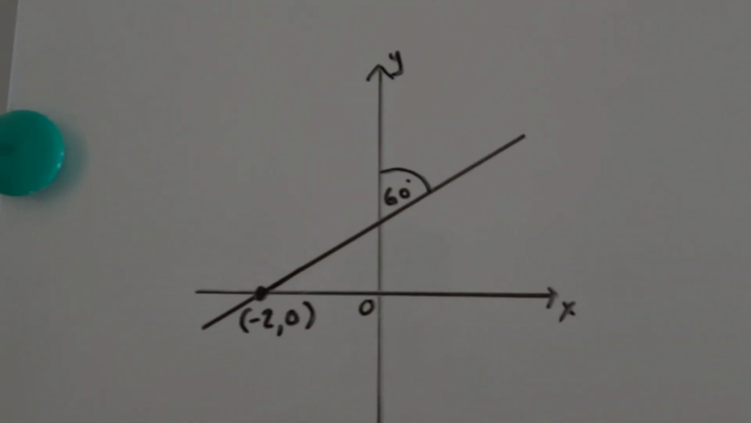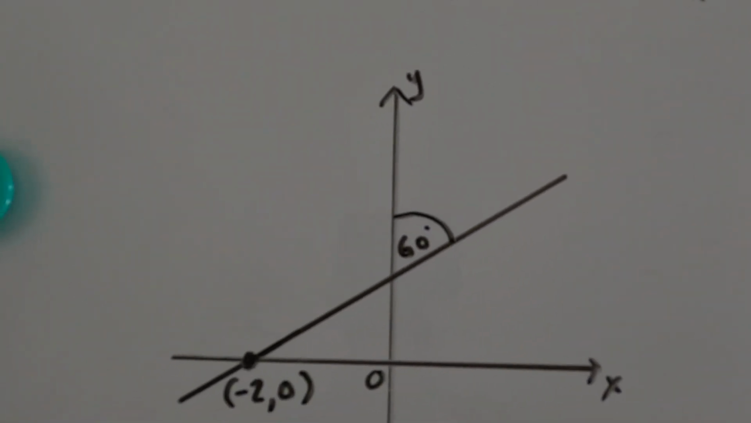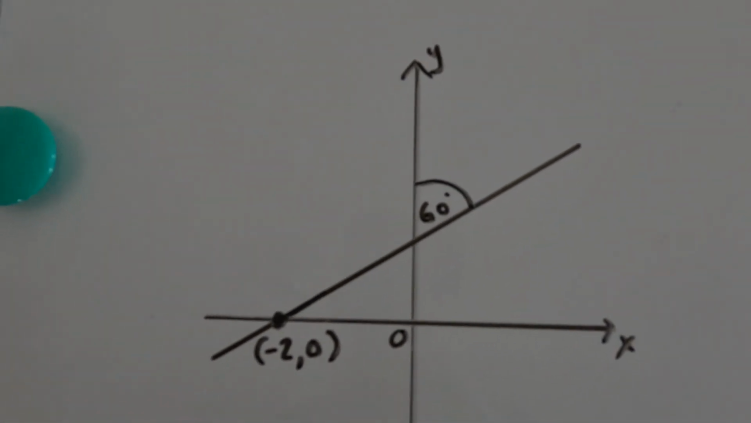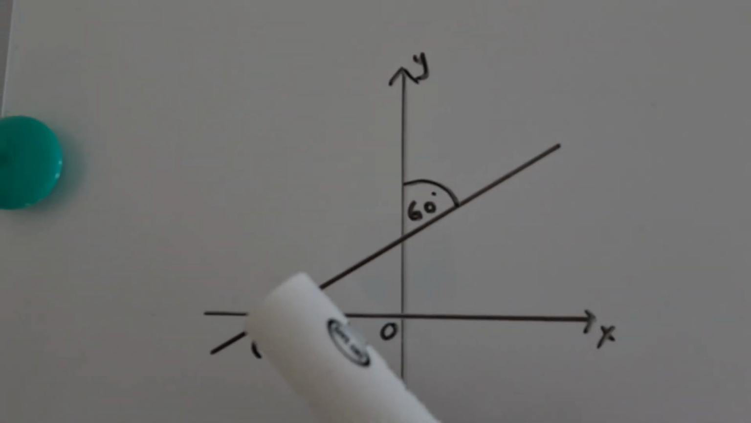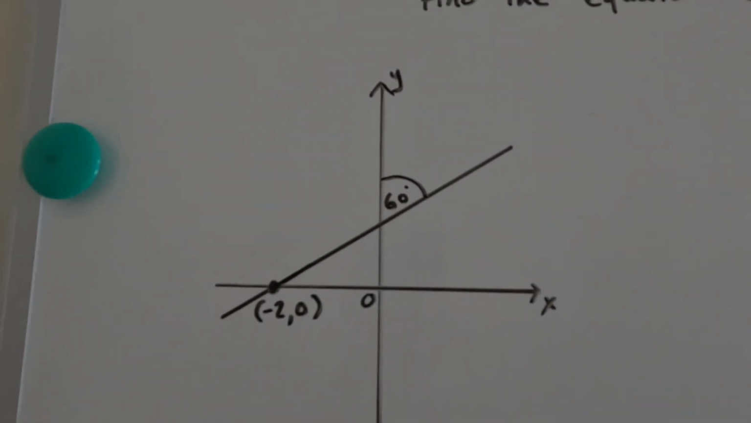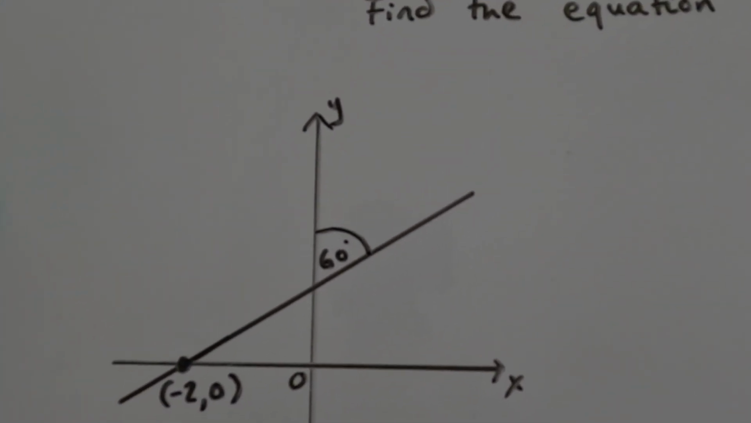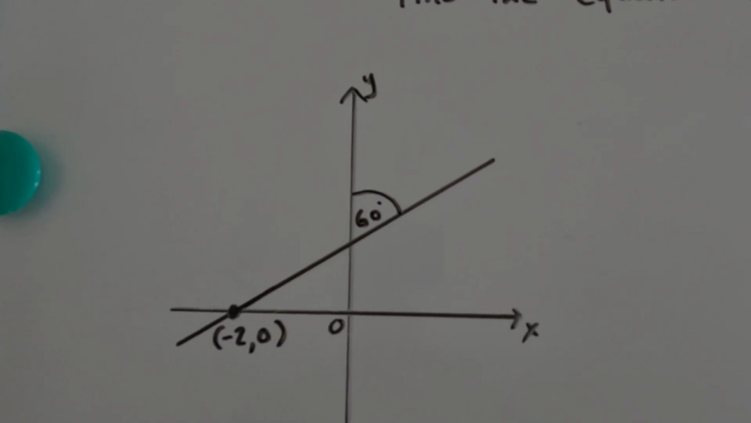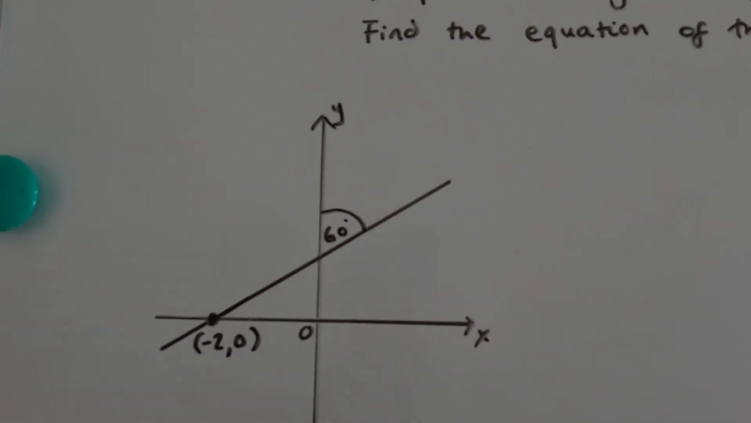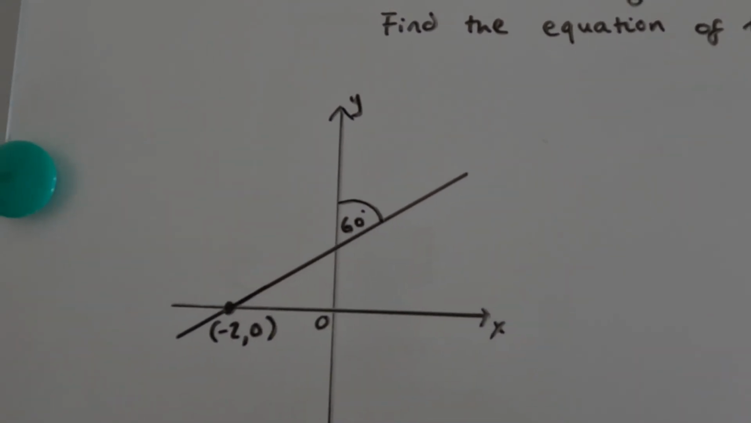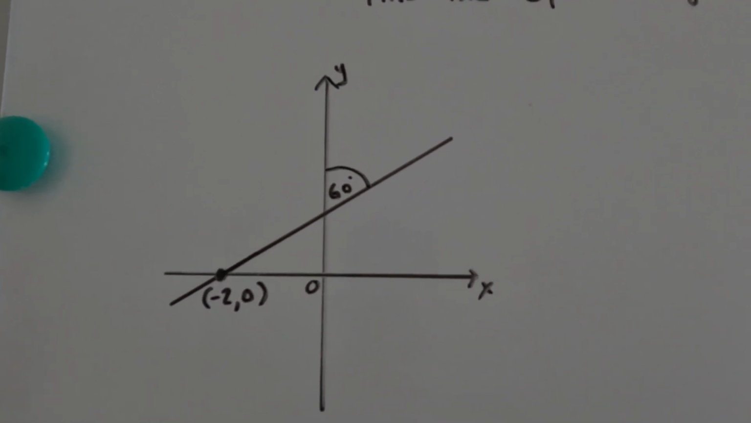Okay, so I've drawn a graph of the line with the angle of 60 degrees to the y-axis, as you can see. It passes through the point -2, 0 over here, and we want the equation of this line. So it's a straight line, so it will be in the form y equals mx plus c. So we need to find m and c, and we're done. So m, as you know, is the gradient. c is where it cuts the y-axis, this point here. But we can find that once we find m. So we need to find m first.